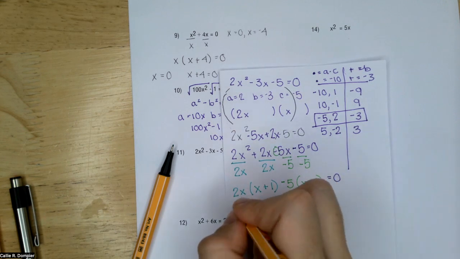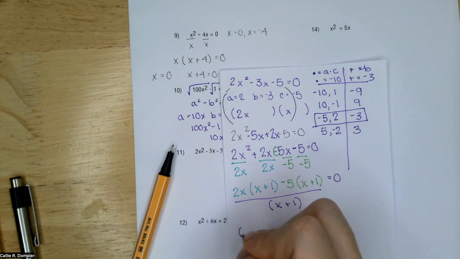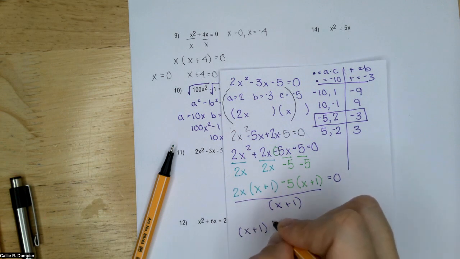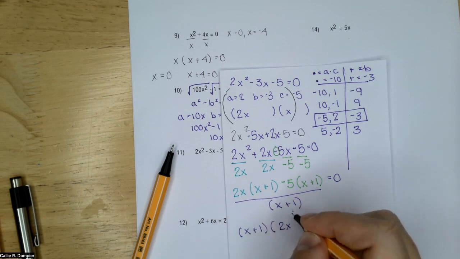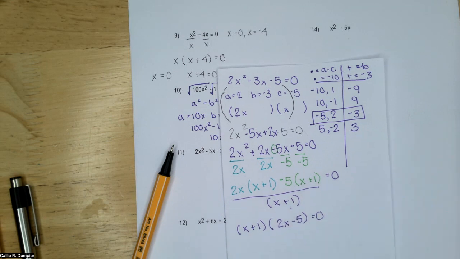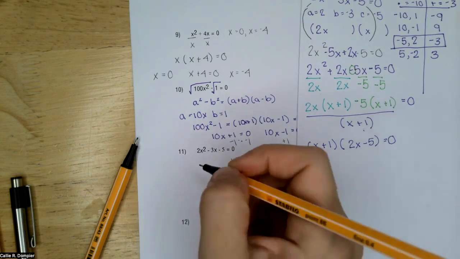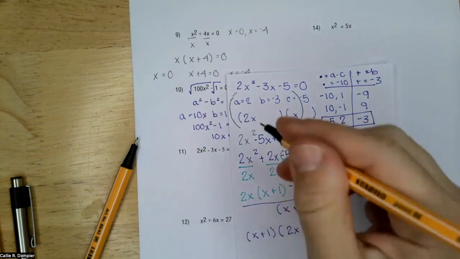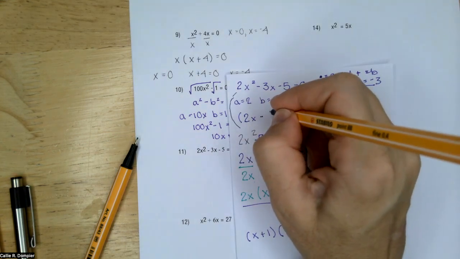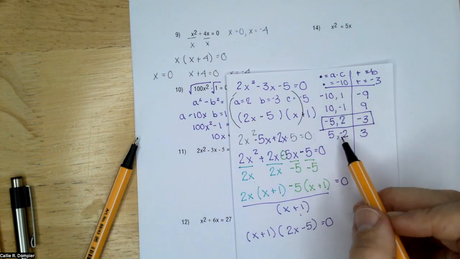What is a common factor here? We're going to factor it out. It's x plus 1. So now we have x plus 1 times, what's left when we cancel out the x plus 1? 2x minus 5. Good. So now we have 2x squared minus 3x minus 5. So we could have just guessed up here and said 2x minus 5, x plus 1.